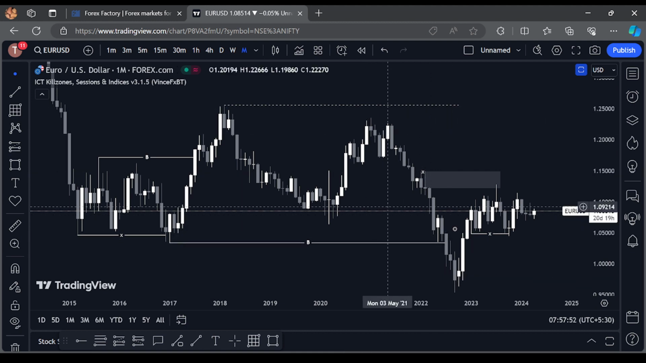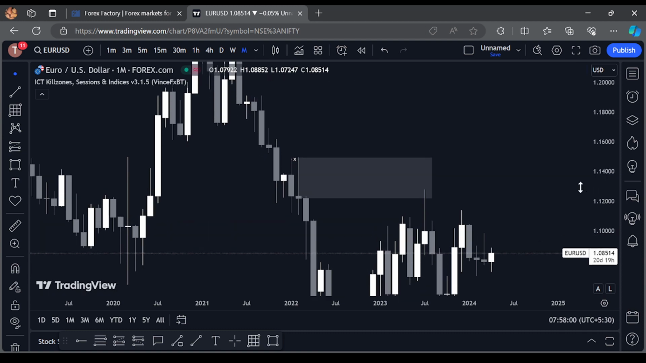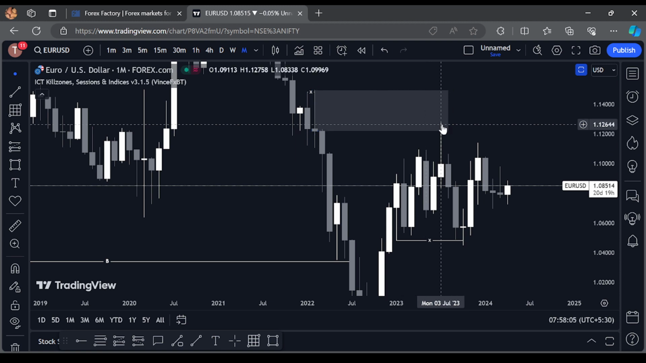Breaking this strong low gave us a bearish bias in the monthly time frame. So the price retraced back to this level over here, where the candle had taken the high of the previous monthly candle, making this a strong zone of reaction.